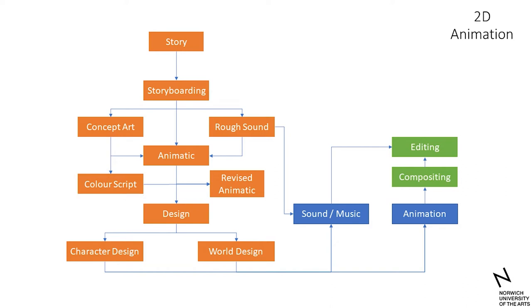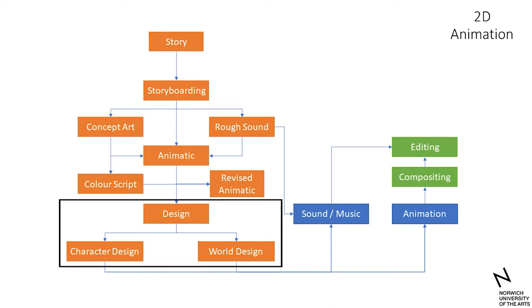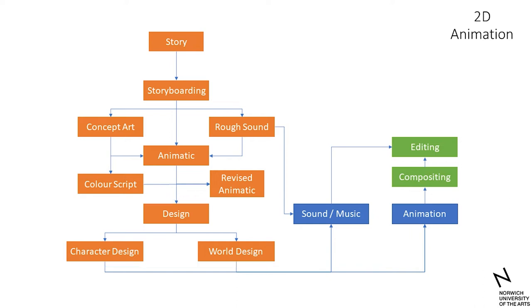Once we lock that, the film goes into the design phase. And when we say design, it could be world design or environment design, or it could be character design. Once the design phase is complete, then we move into animating the film. Simultaneously, the audio engineers and the composers get to scoring the film, creating sound elements and music. Once the animation is done, then we compose the film.